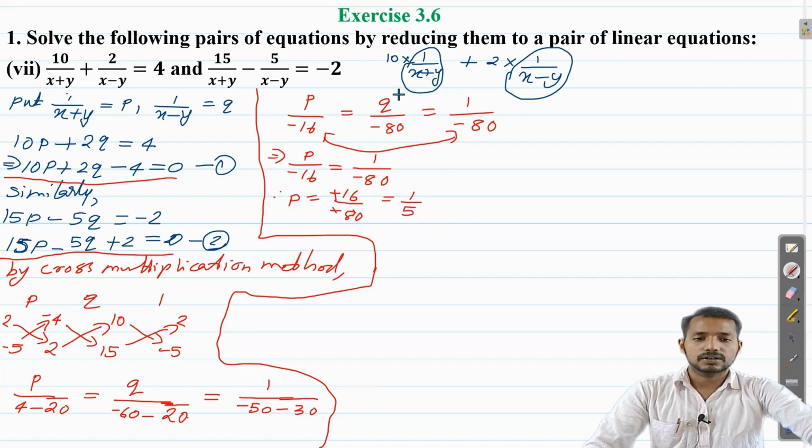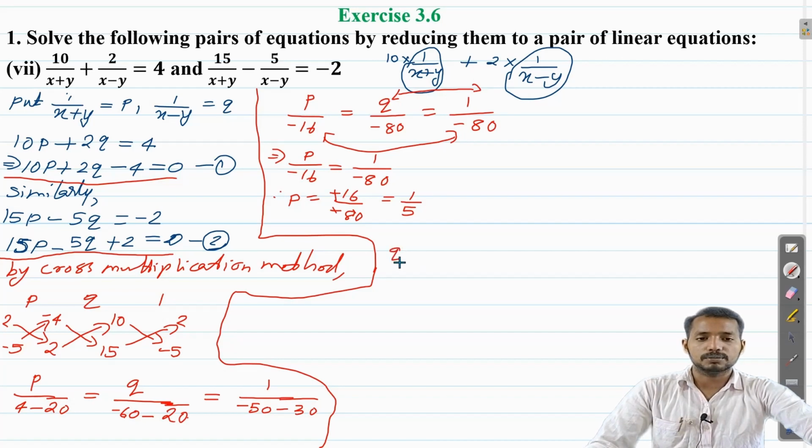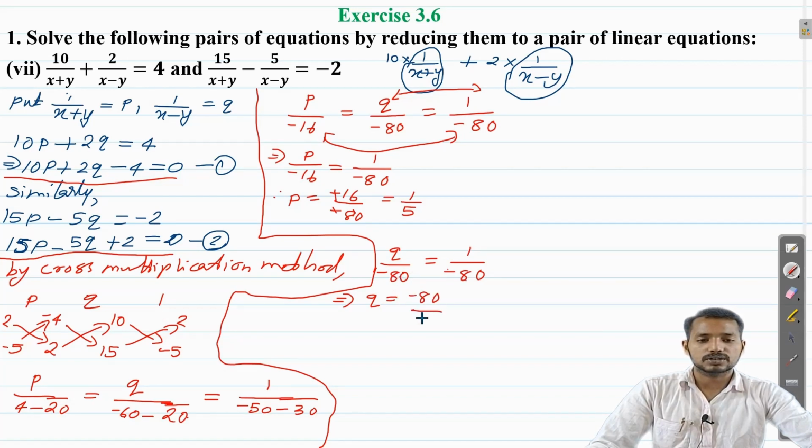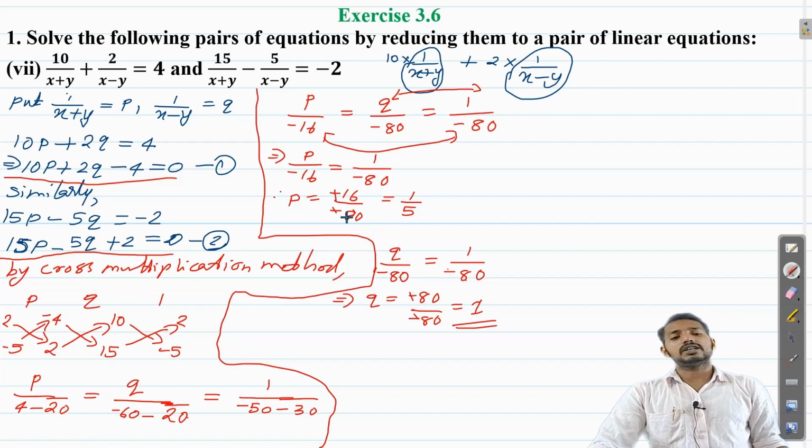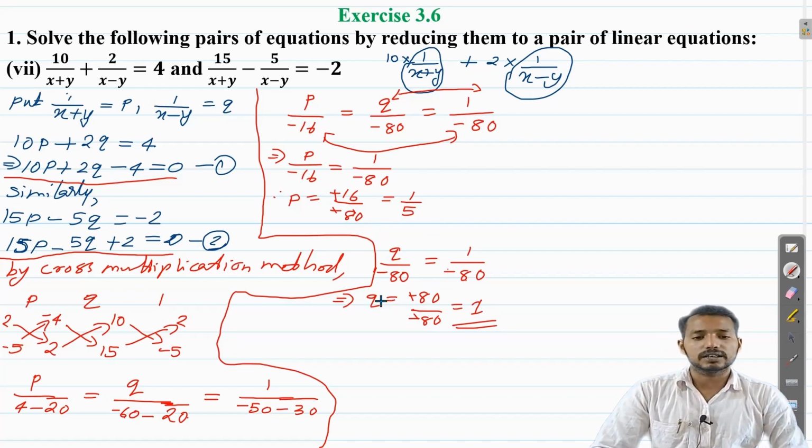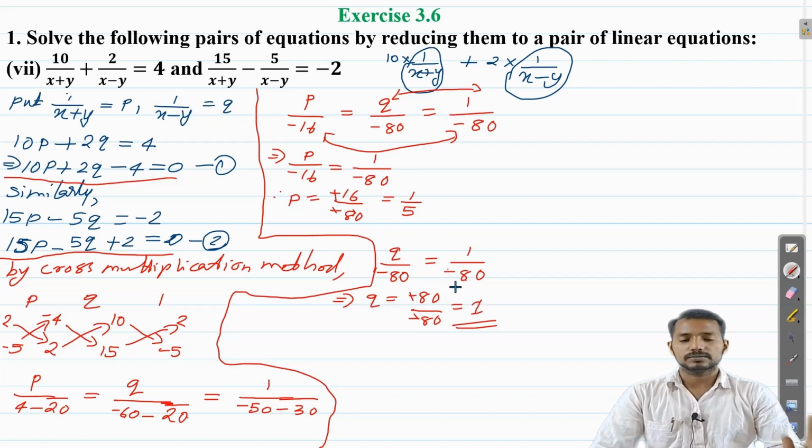Again compare the second and the third term. We will get Q divided by minus 80 is equal to 1 by minus 80. Very simple one. So that implies Q is equal to minus 80 on the numerator, and the denominator is also minus 80, cancelled, which is equal to 1. So we got the value of P is equal to 1 by 5 and Q is equal to 1.